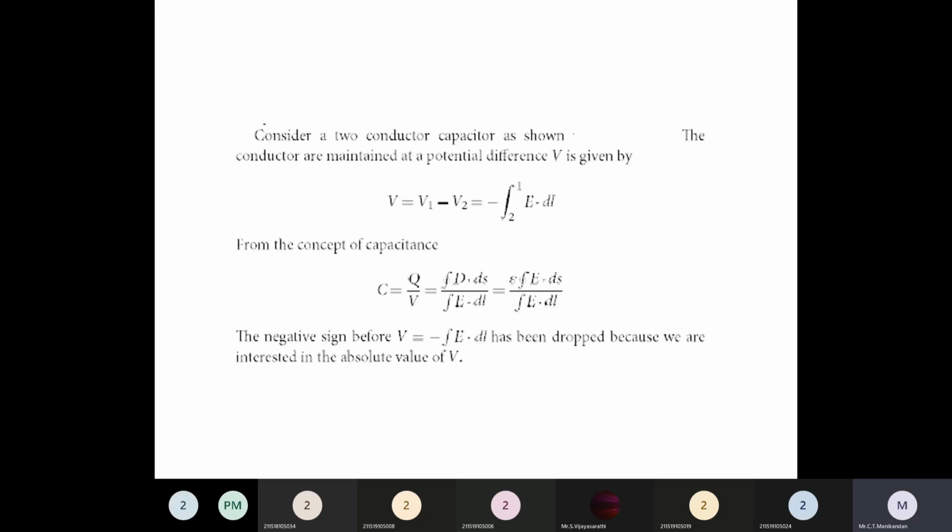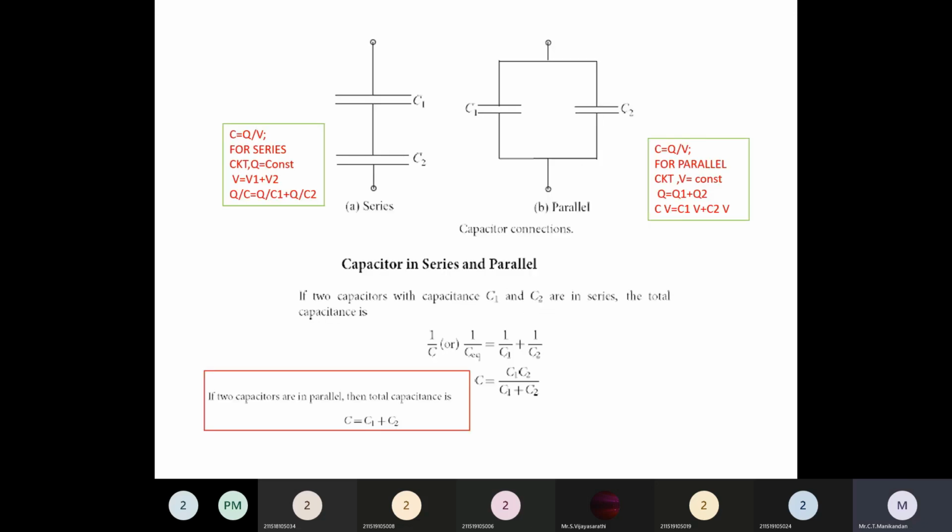When you go for capacitors, we have capacitors in series and capacitors in parallel. The cases are reversed compared to resistors.